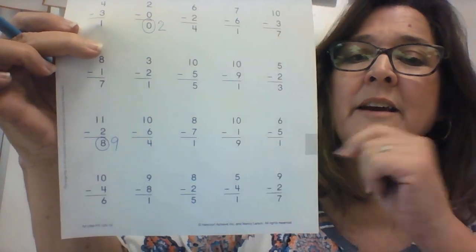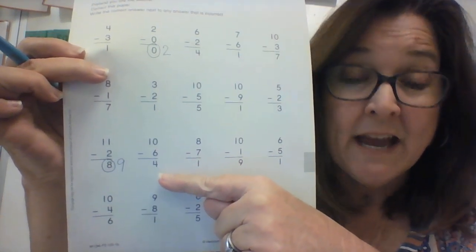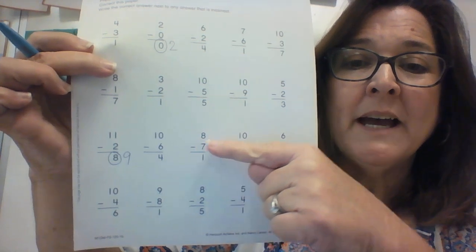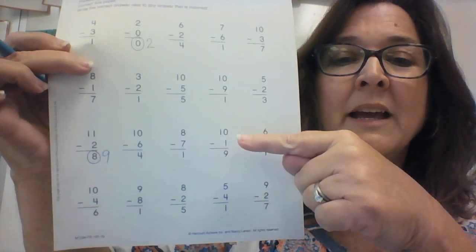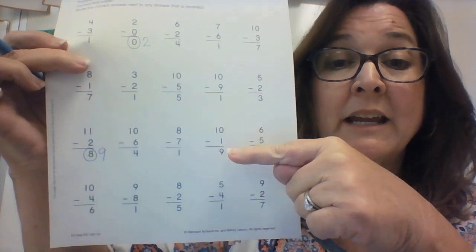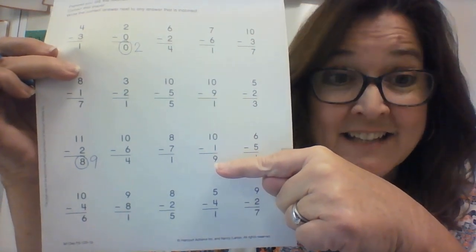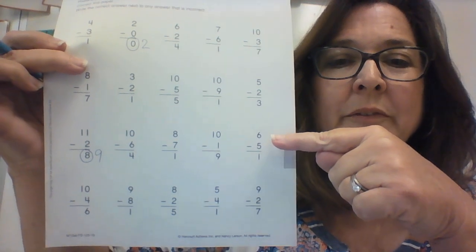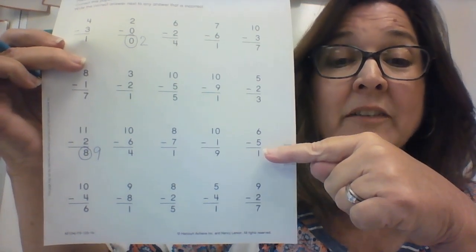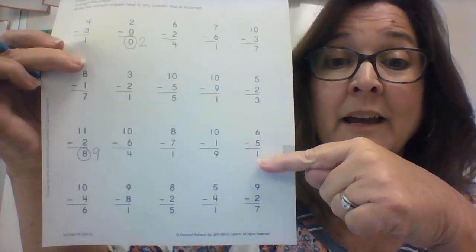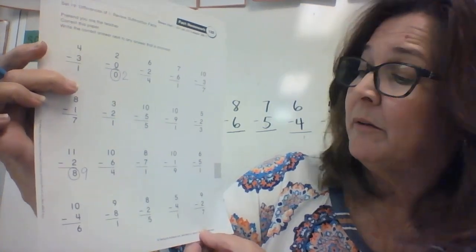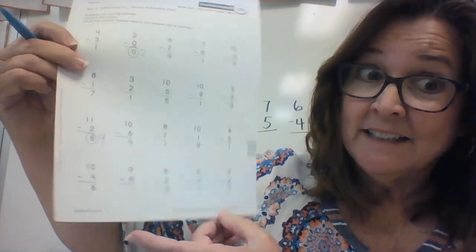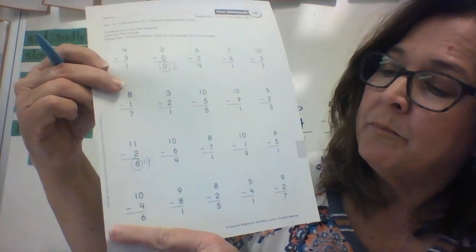Okay, teachers, let's go. 10 minus 6 equals 4. Yes. 8 minus 7 equals 1. Yes. 10 minus 1 equals 9. Yes. 6 minus 5 equals 1. Yes. Okay, so they just missed 1 in that row. Let's see how they do in this final row.